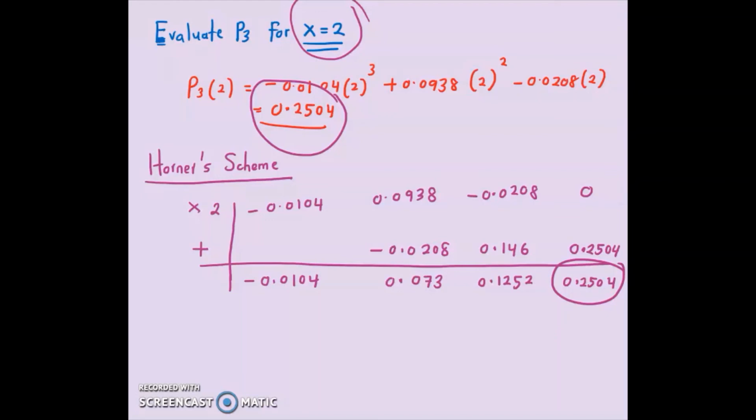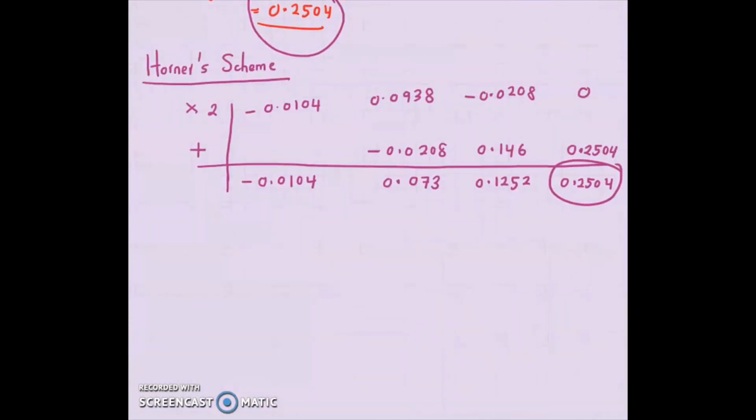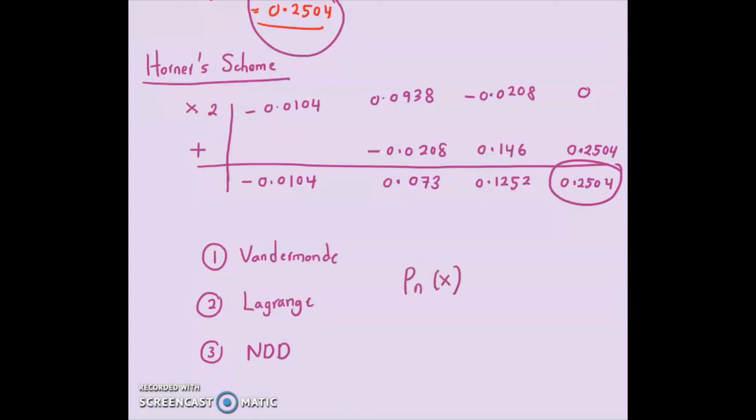Okay, so this covers the whole topic of polynomial interpolation, where I've shown you there are 3 methods: Vandermonde, okay, and then Lagrange, and also lastly the NDD table. Okay, you can use either one to find the polynomial P_n(x). Okay, this is a polynomial, n is the degree of the polynomial, and to find this function is called interpolation for a given set of data.